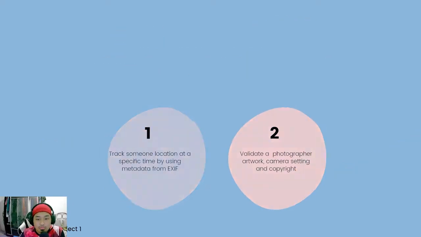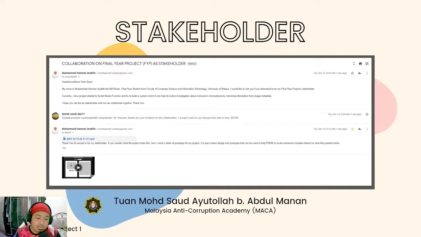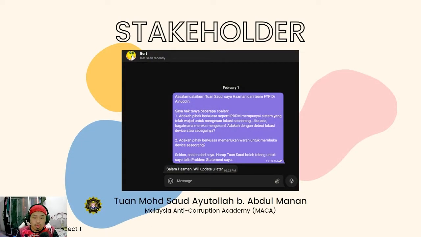So we're going to the stakeholder. For this project, I have collaborated with Tuan Muhammad Saud Ayutullah. He is from SPRM, Suruhanjaya Pencegah Rasuah Malaysia, or what we call the Malaysia Anti-Corruption Academy. I emailed him to ask him to be my stakeholder and also to collaborate with me on this project. I already asked some questions to get to know about cyber security and the authorities' systems that already exist.